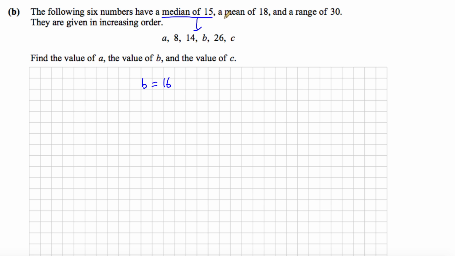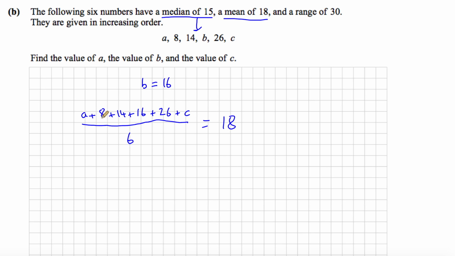Now the next thing it says is there's a mean of 18 for all these numbers. So if we add up all these numbers, so that's going to be A plus 8 plus 14 plus B, which we now know is 16, plus 26 plus C. If we add up all those numbers and divide by how many numbers there are, which is 6, that'll give us the mean of 18. So now we have an equation here with 2 unknowns, A and C.